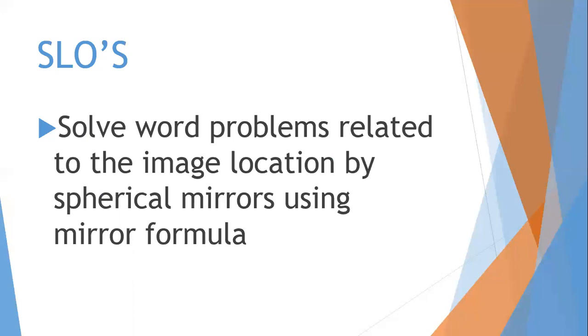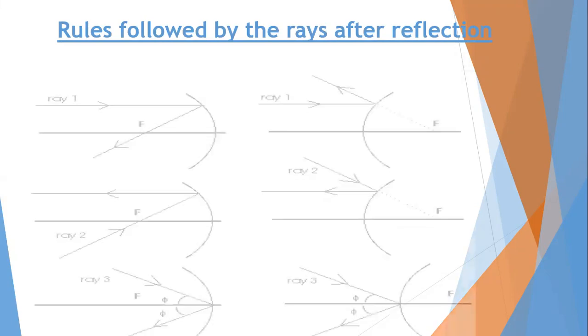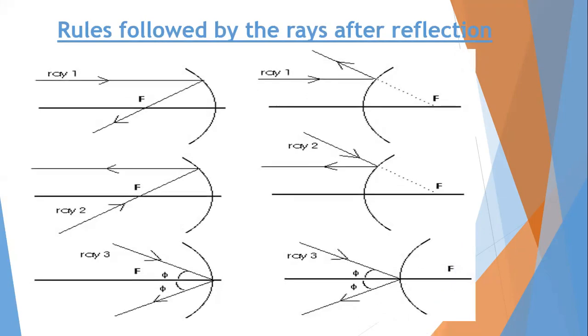Before doing the word problem, it is necessary to recall or review the image location and ray diagrams of image location. It is the review of class 8. There are certain rules followed by the rays after reflection. Now there are 6 diagrams, 3 of concave mirror and 3 of convex mirror.